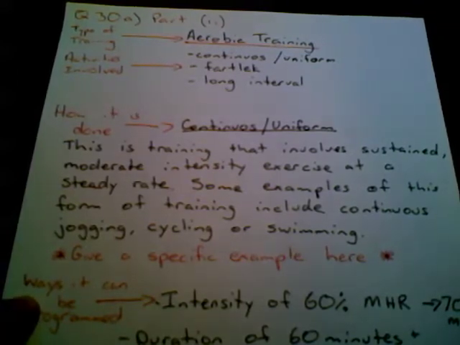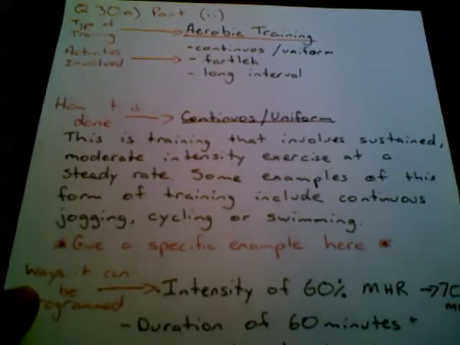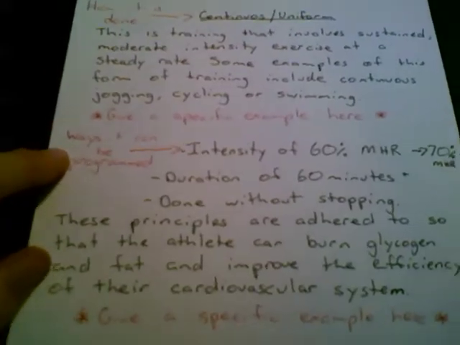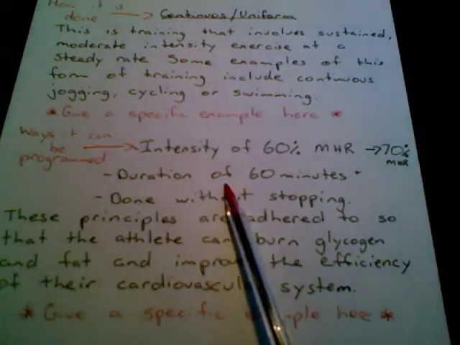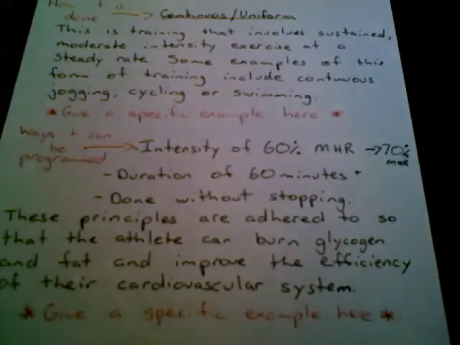The second part, where we examine, so where we inquire into, is the ways it can be programmed. So you can see here, we would say for continuous/uniform training, the intensity would need to be roundabout 60 to 70% of maximum heart rate. You'd have to have a duration of 60 minutes plus. It'd have to be done without stopping, because if you stopped and had a break, it would not be called continuous training anymore. And then you just make a statement: these principles are adhered to so the athlete can burn glycogen and fat, and more importantly, they can improve the efficiency of their cardiovascular system.